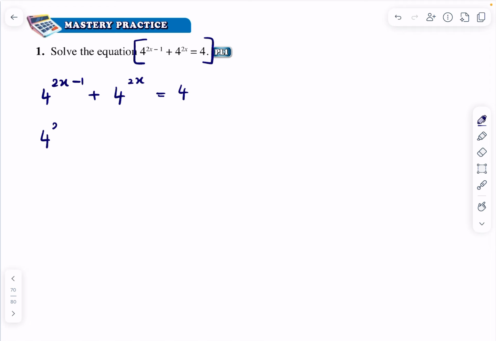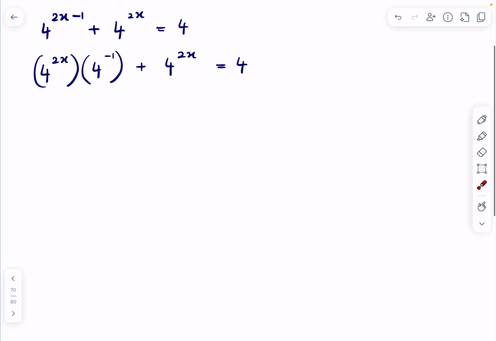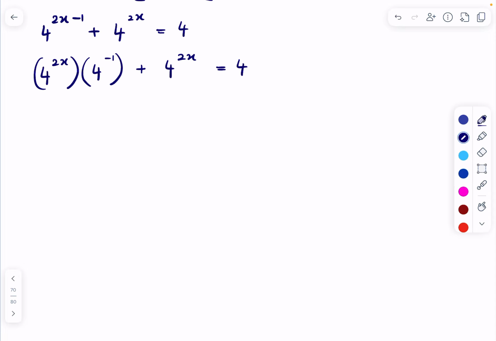So this becomes 4 power 2x times 4 power negative 1 plus 4 power 2x equals to 4. Why we times here? Because when you times, the power will become plus. So 2x plus negative 1, we get back 2x minus 1. Right. So from here, 4 power negative 1 is 1 over 4.